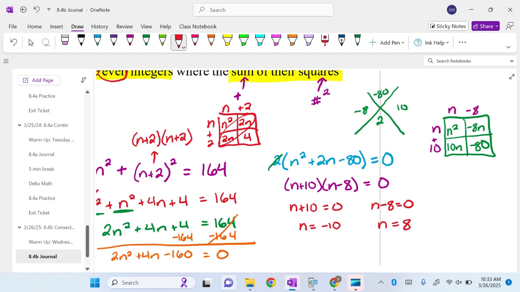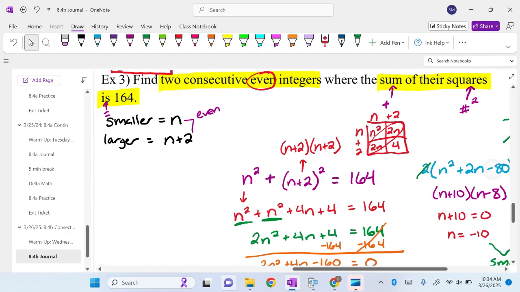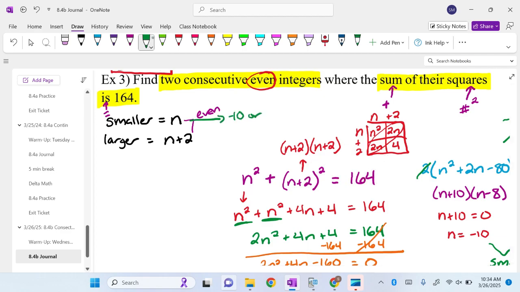What's my last step for solving? Make the little mini equations. So I'm going to set n plus 10 equal to 0, n minus 8 equal to 0. So subtract 10 from both sides, I get n equals negative 10. Add 8 to both sides, I get n equals 8. So these are my 2 smaller integers, which, by the way, another way to write integers is just like a Roman numeral 2. So an I with 2 lines, essentially. So my smaller integers are negative 10 and 8. So those are my n values.